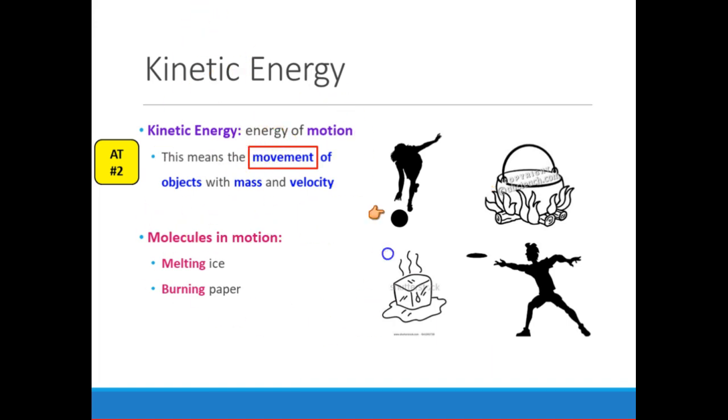Okay, so as we're moving objects that have mass and we're moving them with more and more velocity, they have more and more kinetic energy. Okay, this is number 2 in your notes. Give me a green check when you have that saved.